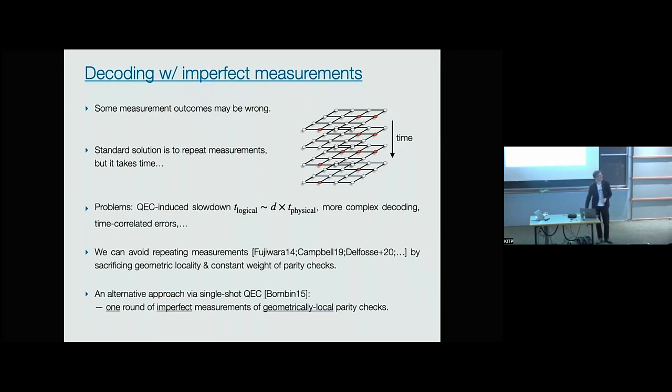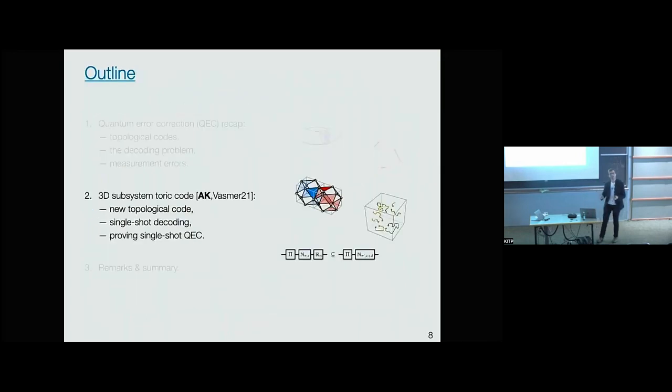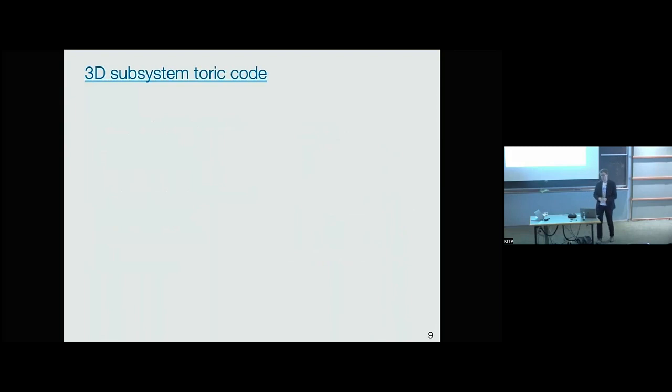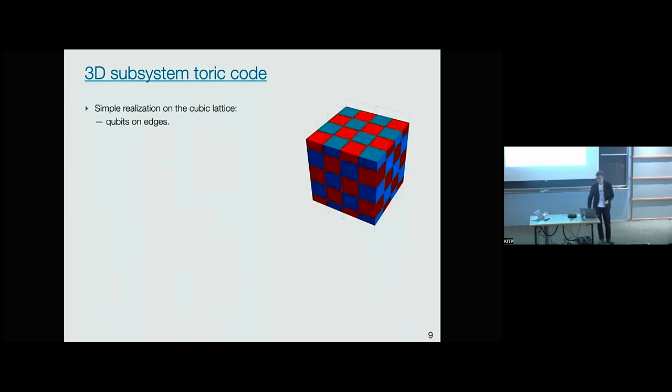So this brings me to the second part of my talk, where I would like to tell you how to realize single-shot quantum error correction with the toric code in three spatial dimensions. And what is this? The 3D subsystem toric code is a version of the toric code. It's a subsystem version of the toric code, and it can be realized on the cubic lattice.